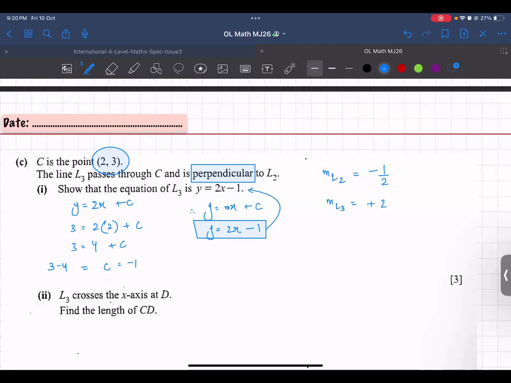Look, they're asking us to show that the equation of line 3 is y is equal to 2x minus 1. So easy, 3 marks. Exactly the same thing that we did. I gave you the homework in the last class. They have just changed the values for the gradient and the point through which the line is passing.